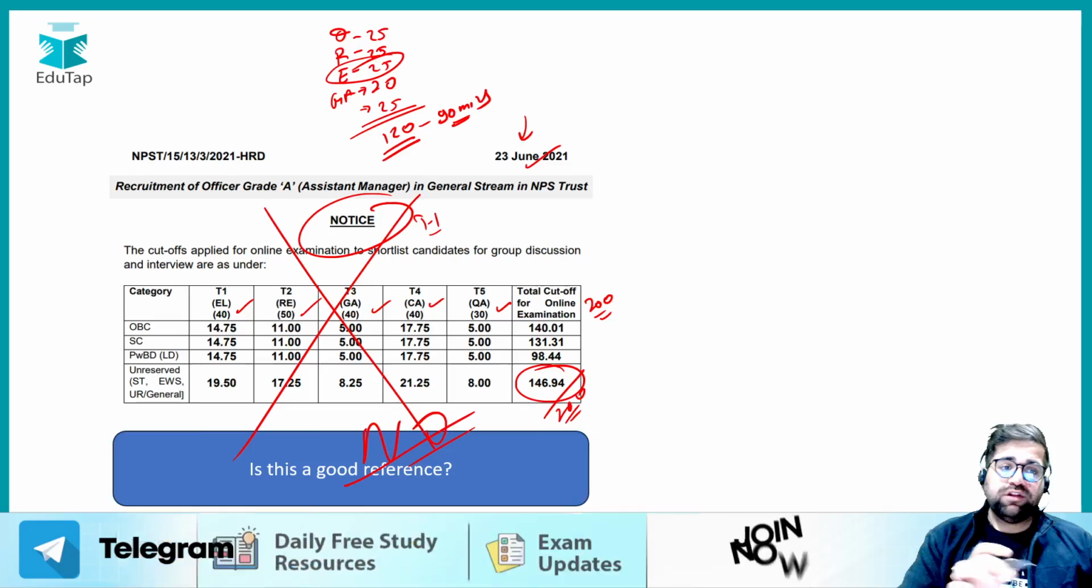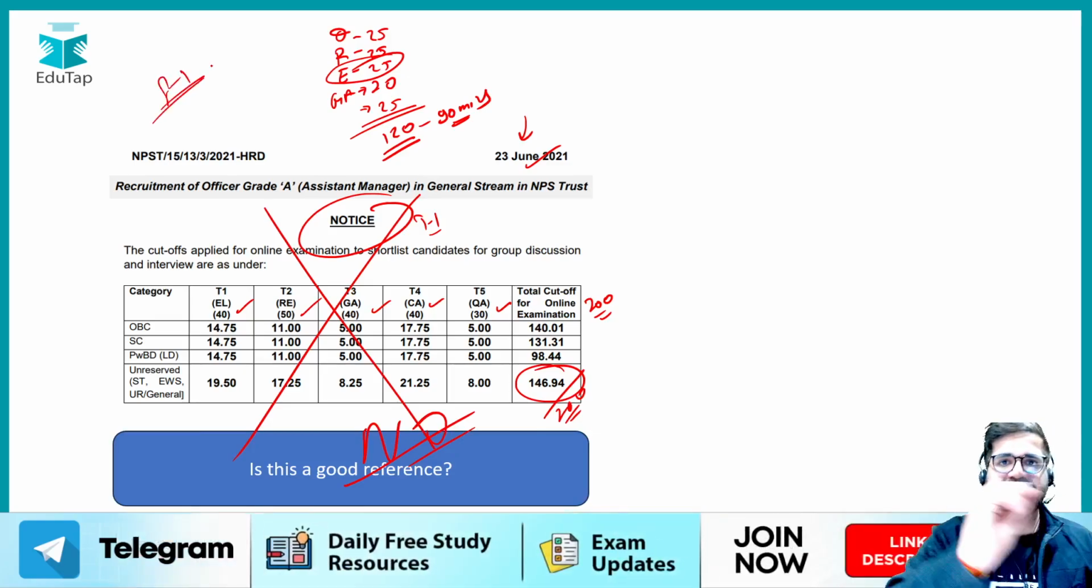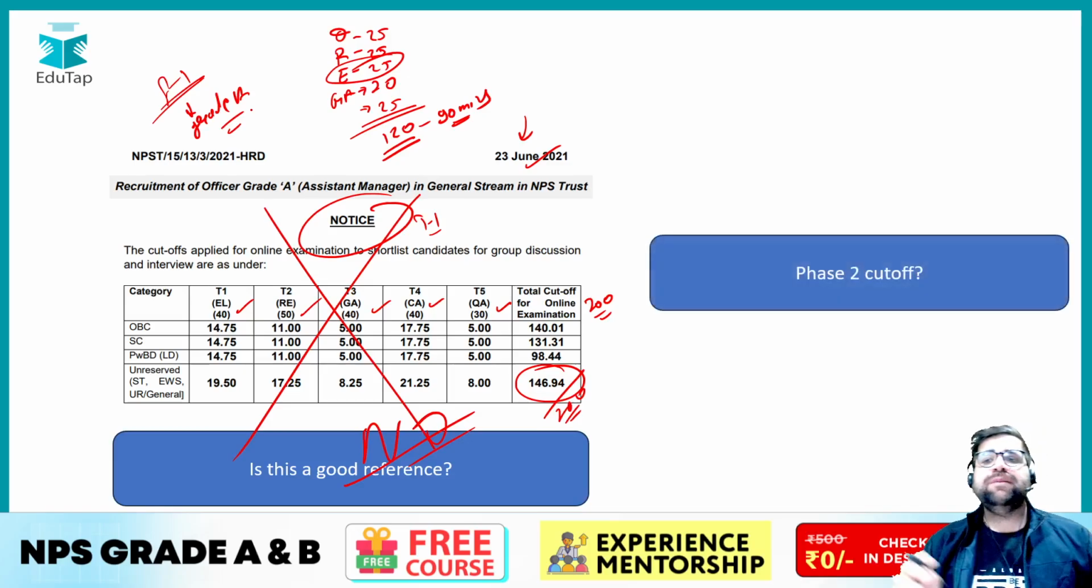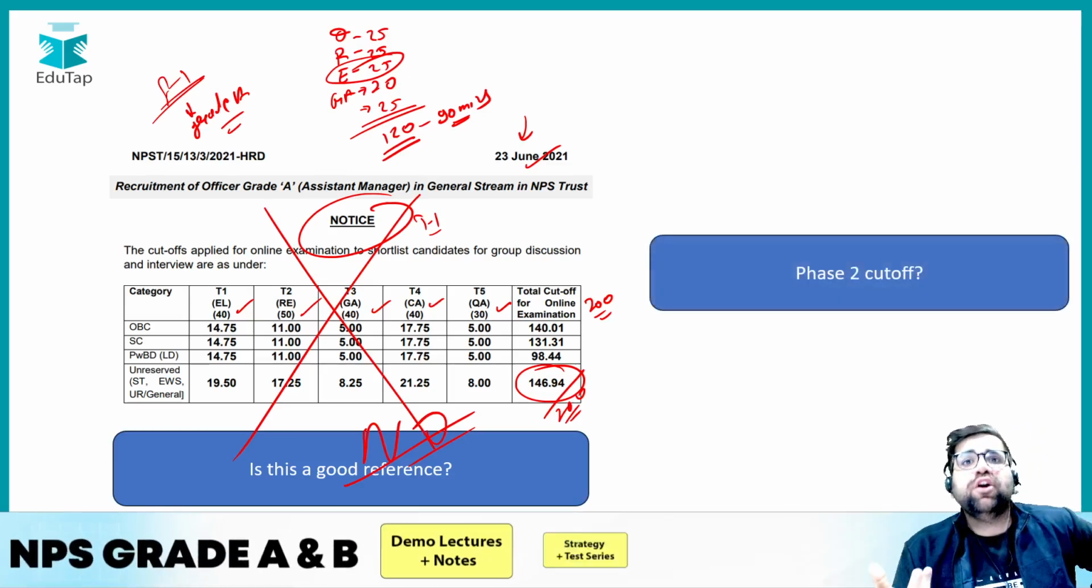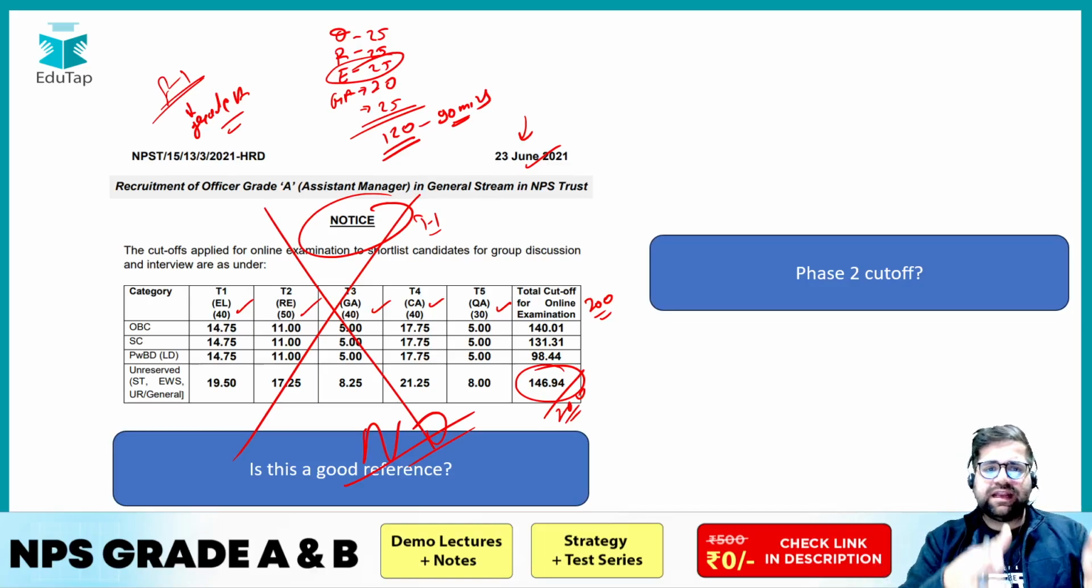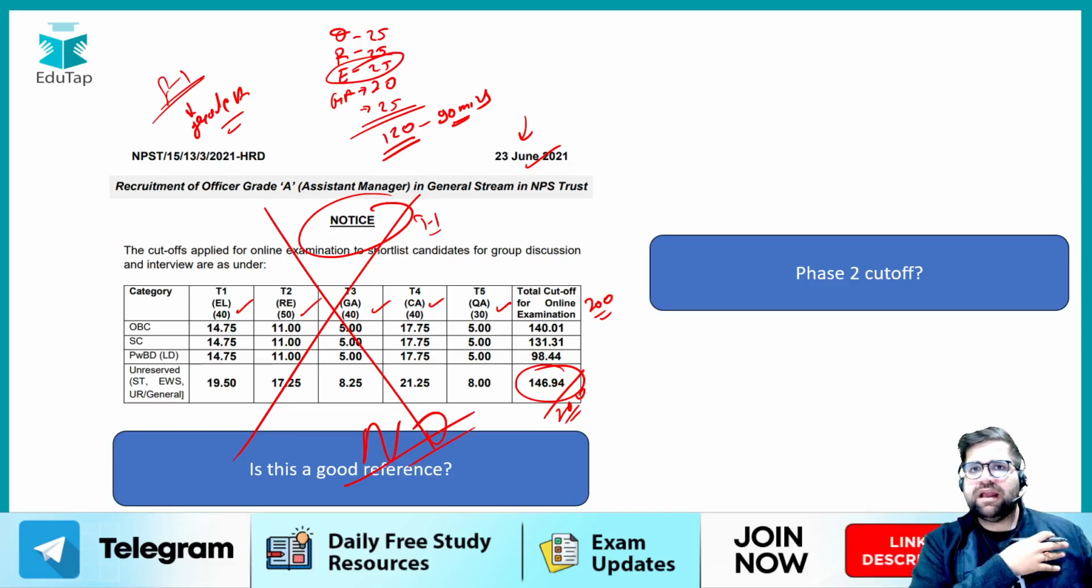Now this is all about phase 1. Or you can say this is all about Grade A phase 1. Now what about the Grade B cutoff? What about phase 2 cutoffs? What about other cutoffs? See, in phase 1, we have the detailed table provided to us by NPS.